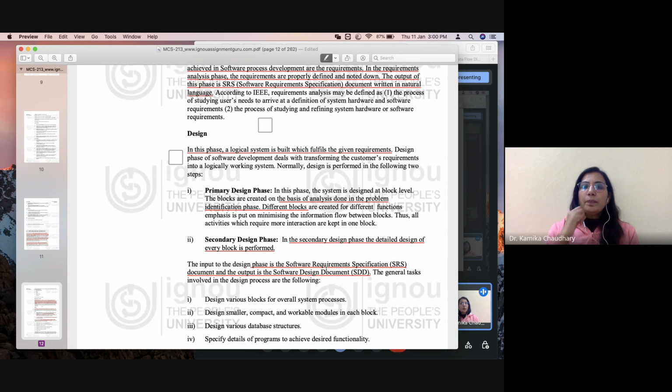And to deal very specifically with the design phase, you just need to remember it deals with the logical part of your software system and also comprises the blueprint of your entire software development system. Understood?